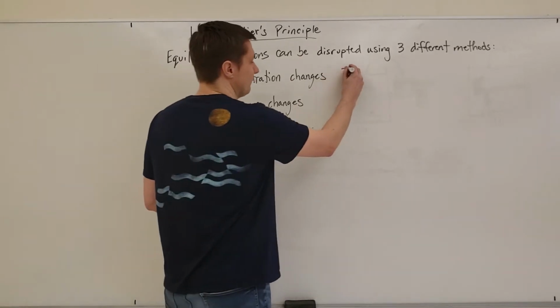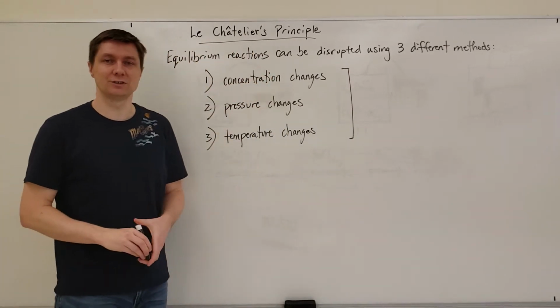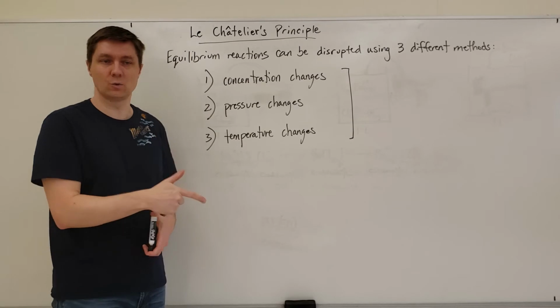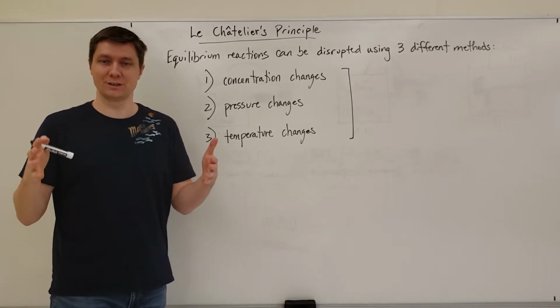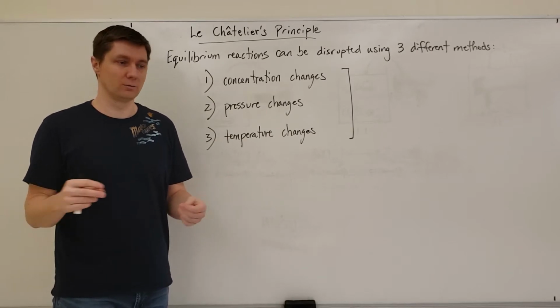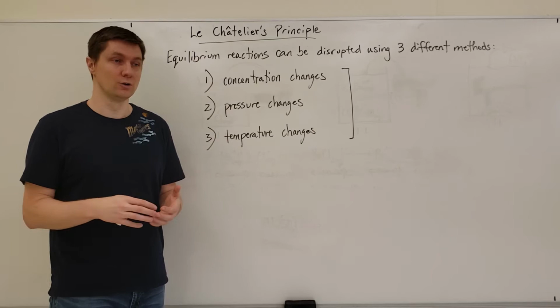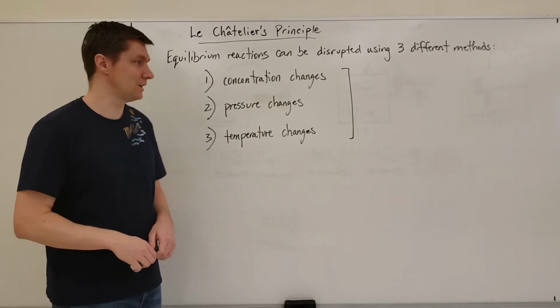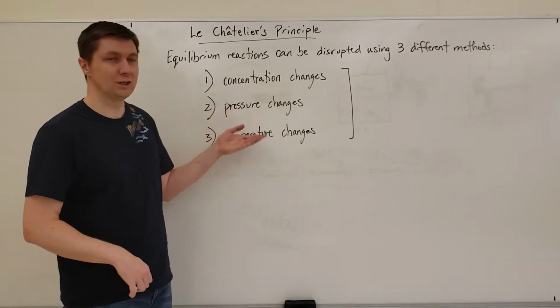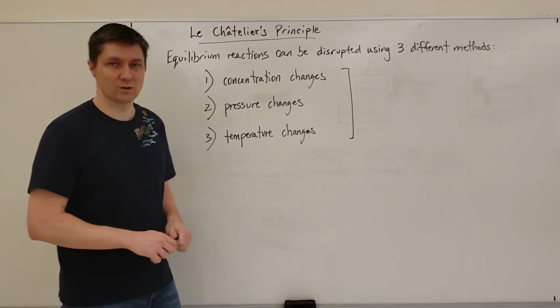And so we've got concentration changes. If we change the concentration of either the reactants or the products of a reaction that is at equilibrium, then there's going to be a disruption to that equilibrium. It's not going to be an equilibrium anymore. And what is that reaction going to do to get back to that state of equilibrium? We can also change the pressure and we can also change the temperature. And these are the three stresses that you can place.